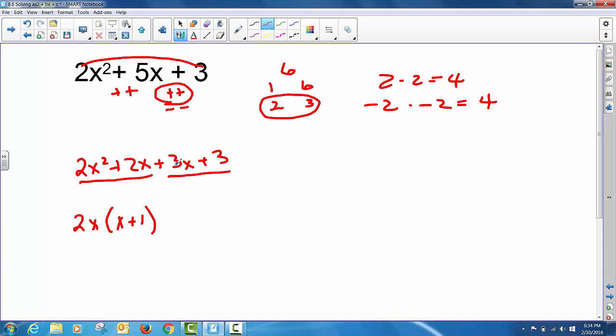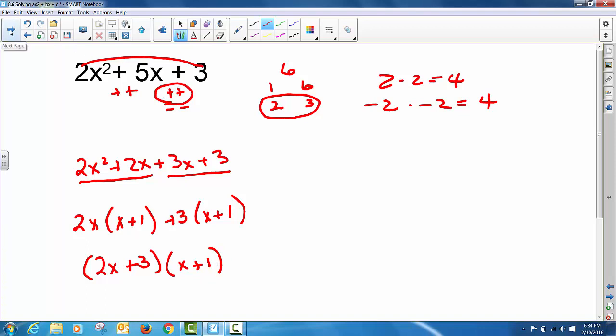Then over here, what do they have in common? Yes, they have a 3. So we put 3 times, and when you divide this by 3, you get x. When you divide this by 3, you get 1. You notice we've got an x plus 1 here and an x plus 1 here. So now we can take the 2x plus 3, put it in parentheses, and multiply it by x plus 1. And you've factored this exercise up here at the top. Okay? So that's how we go about it.